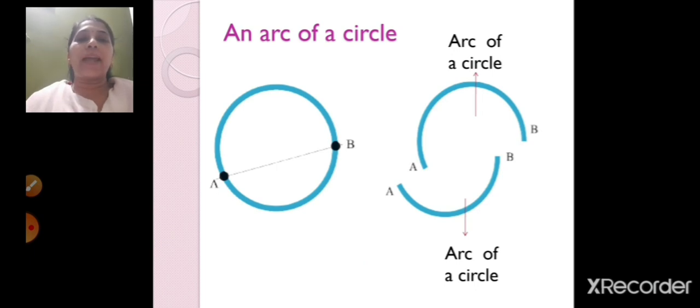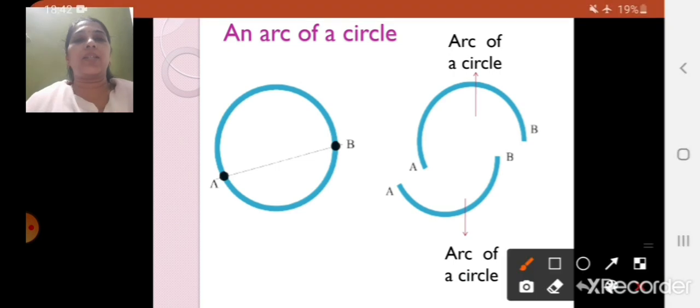Now what do you mean by an arc of a circle? So you can see here children, a circle is being drawn and these are the dotted lines between the points A and B. Now children, if you take a bangle and you divide it into 2 parts, you get 2 arcs, right? When you join them it will become a circle, but when you separate them it will become 2 arcs, right?